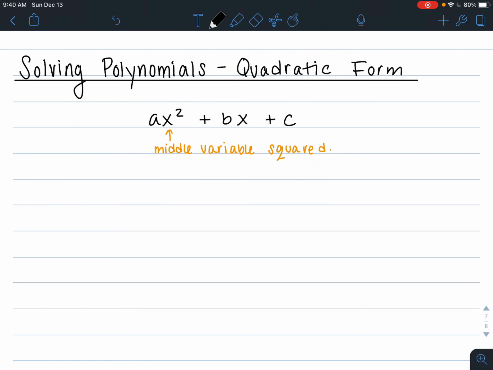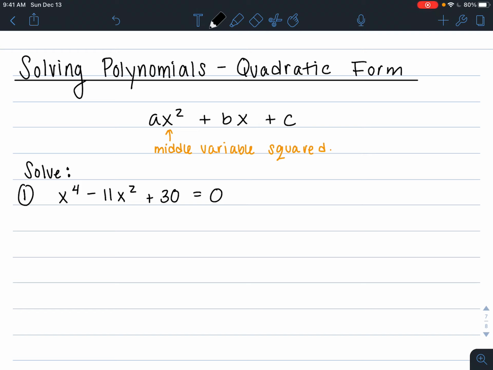So we're going to see how that extends to something called quadratic form, which is taking higher powered polynomials, higher than x squared, and rewriting them so they look like quadratics so you can use your basic factoring techniques. The first problem we're going to look at as an example today is to solve x to the fourth minus 11x squared plus 30 is equal to 0.